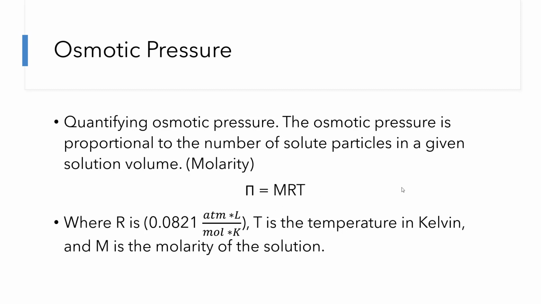R is one of our many constants that we're going to use throughout the quarter, and it's going to be 0.0821 liters atmospheres per mole Kelvin. And T is going to be the temperature in Kelvin of your given solution, where M, big M, as we said, is going to be molarity, which is moles over liters of solution. So, there's a wide variety of different ways to deal with this relationship in this equation.